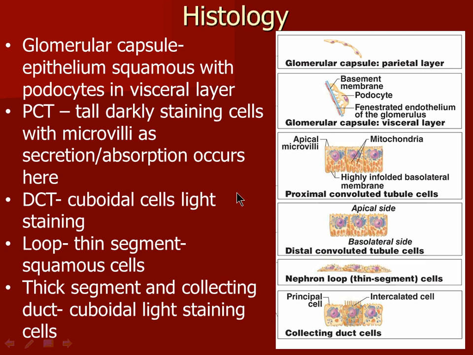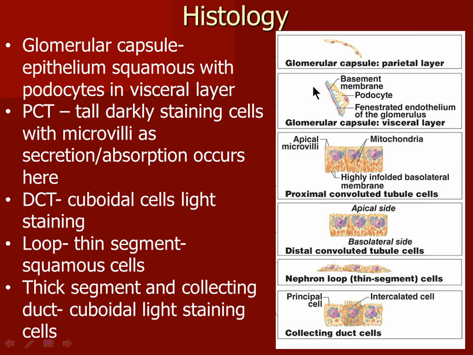Let's look at a little histology. The glomerular capsule: the first one, the glomerulus, of course, is a capillary plexus made up of endothelial cells with a basement membrane. The filtration membrane has to be very thin, just like the respiratory membrane, so that it allows substances to pass through. Again, it is made up of thin epithelium, which is squamous in nature.